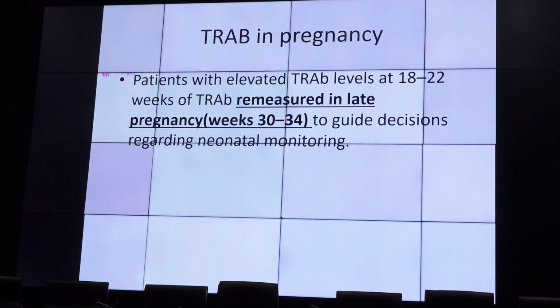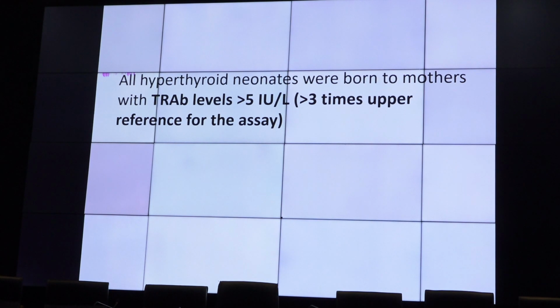And it is not that we should reserve it for precious pregnancies. Now each pregnancy is precious. Nobody has 4 or 5 children, everybody has 1 or 2, so every pregnancy is precious. If we have the facility, we should just get it. It's just blood work. And we should remember that if the TRAB levels are more than 5, that is 3 times the normal limit of the assay, then the chances of having a hyperthyroid neonate increase. All the hyperthyroid neonates had mothers who had TRAB levels more than 5.